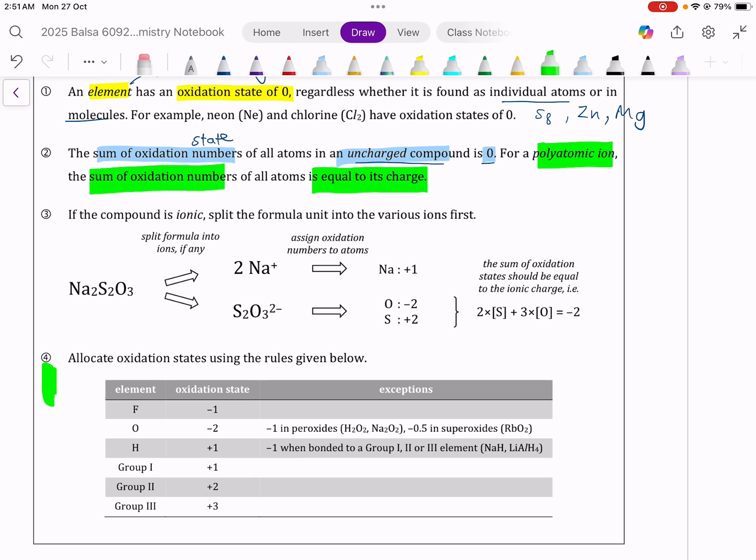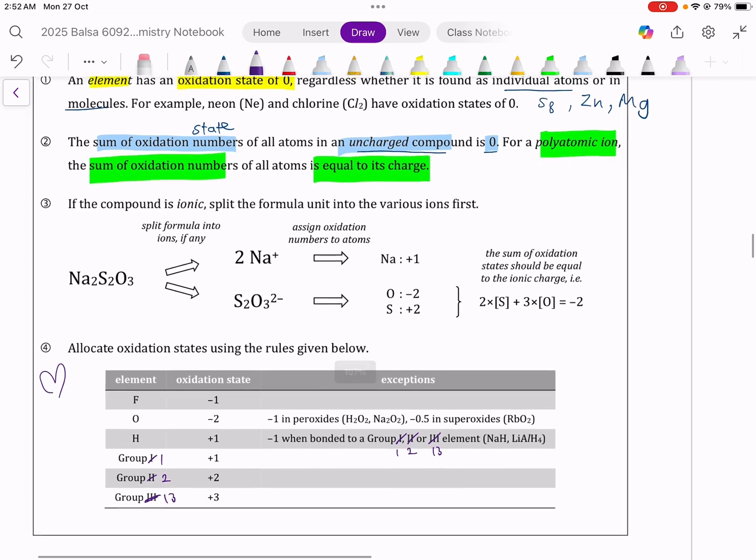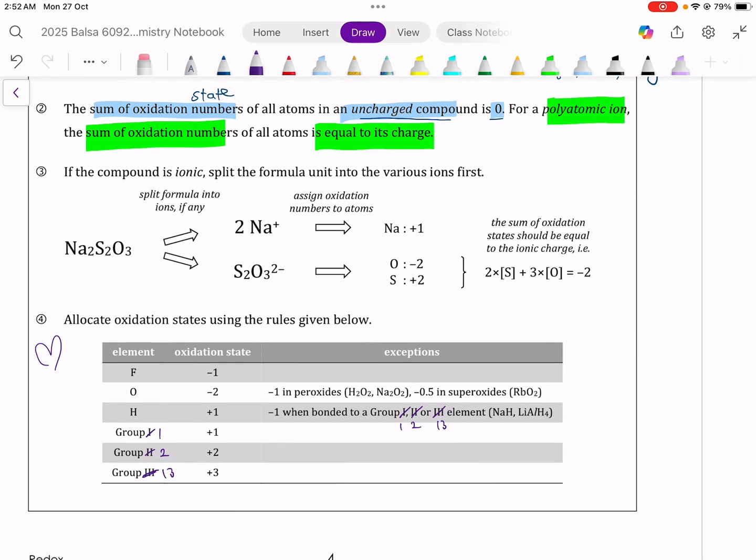Point number four: there are certain elements that you can allocate the oxidation state to first, without even any calculation. Sorry, I missed group 1, 2, and 13. Let me change it: group 1, group 2, group 13. Your fluorine is always -1. Oxygen most of the time is -2, unless we are talking about a peroxide.